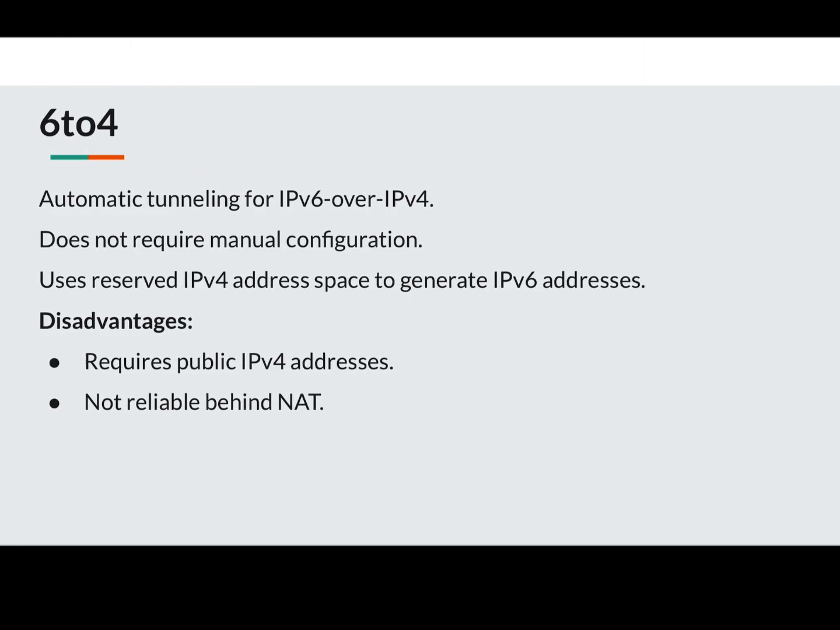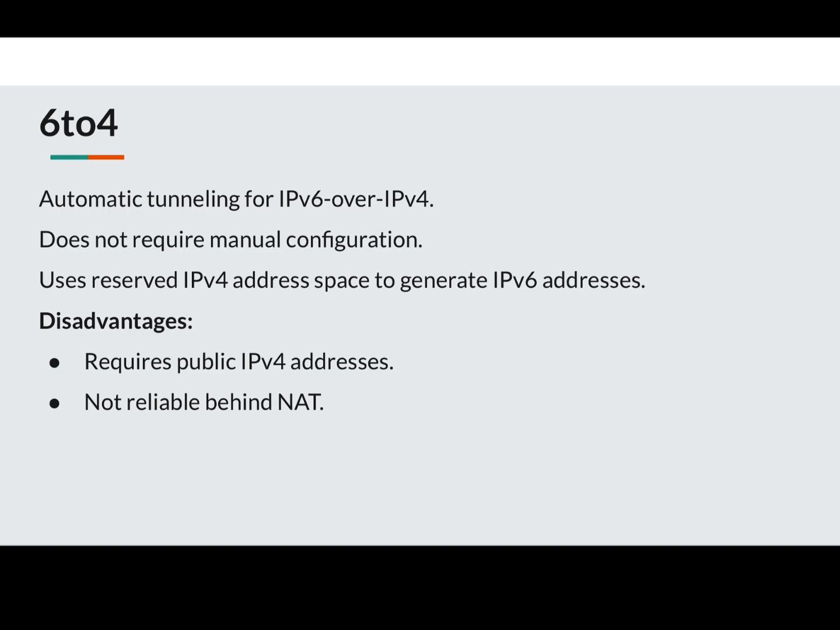So the next one is 6to4, an automatic tunneling mechanism that enables IPv6 packets to travel over IPv4 networks. It uses specific IPv4 address space to create IPv6 addresses, allowing IPv6 communication without manual configuration. So how does it work? IPv6 addresses are generated automatically from a public IPv4 address, and IPv6 packets are encapsulated inside IPv4 packets for transmission over IPv4 networks. 6to4 relay routers at the destination decapsulate the packets and forward them to the IPv6 network.